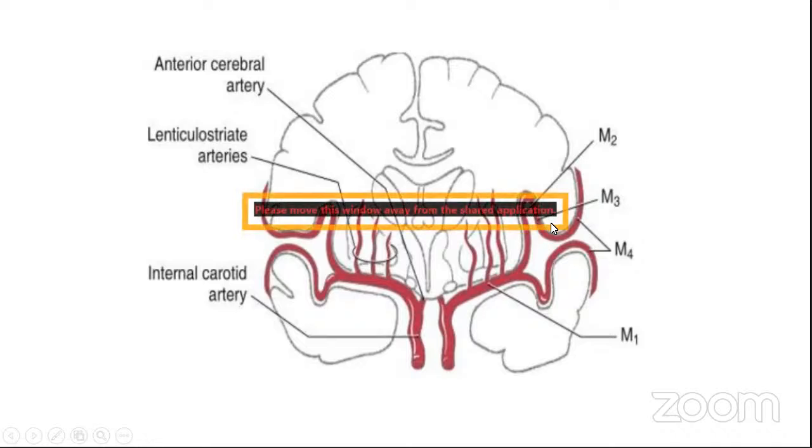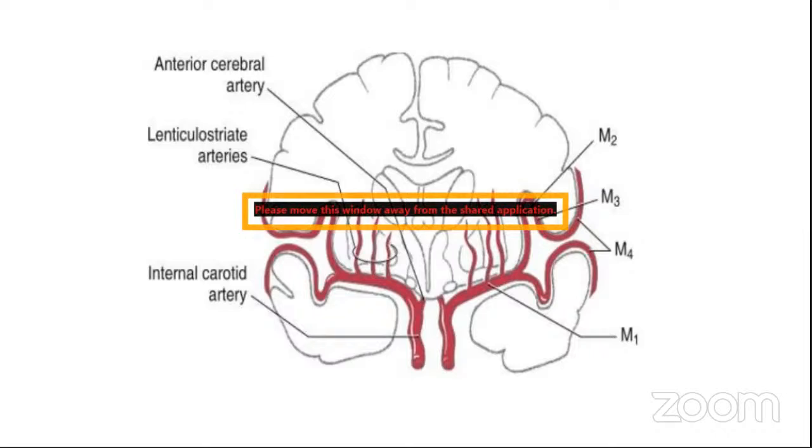It leaves the insular surface, runs in the opercular cleft and terminates at the cortical surface of the brain. And this M4 segment, these are called the cortical branches, or the terminal branches, of the middle cerebral artery. This M4 segment, on the lateral aspects of the cortical surface, sometimes gives 3 or 4 right angle branches that supply the lateral hemispheres of the brain.